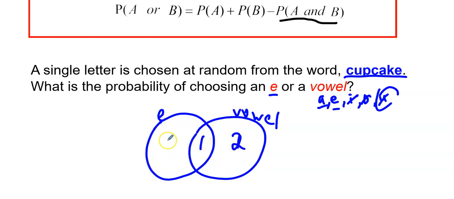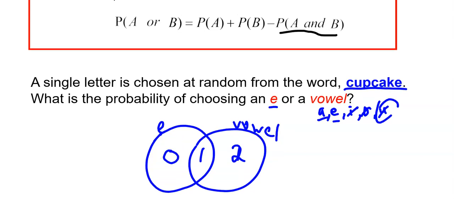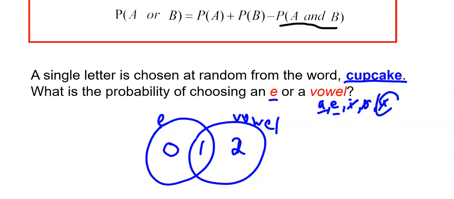There are no E's that are not vowels. It's kind of a weird thing to say. So there's essentially zero over here. So what the OR does is this. Let's just use the formula. The probability of this happening: if I choose one letter, 1, 2, 3, 4, 5, 6, 7 letters, so 3 out of the 7 will give me the answer I'm looking for, either an E or a vowel. I'll get that 3 out of 7 times. So that's the actual answer to the problem.